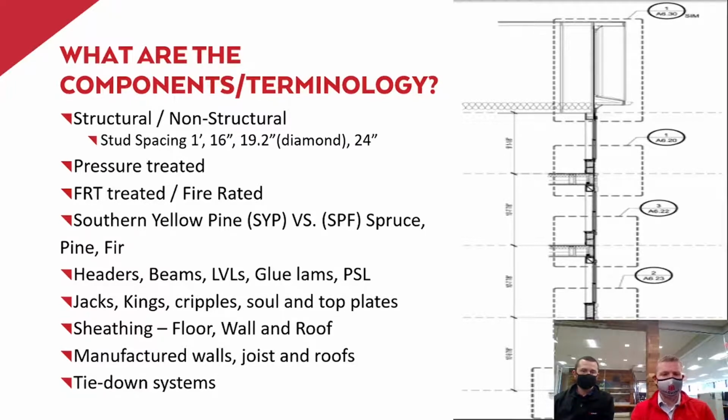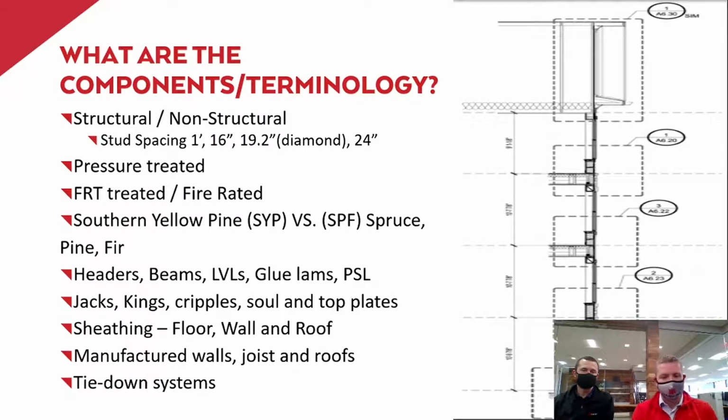So moving on to cripples. Cripples are generally the small 2-bys that make up the difference in the height of an opening, for instance, above a header or below a windowsill. Those are cripples. It's just terminology. So when you're out in the field and somebody says, that cripple looks bowed, they're not being offensive. It's framing terminology.